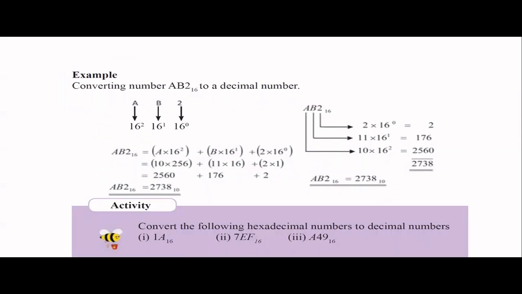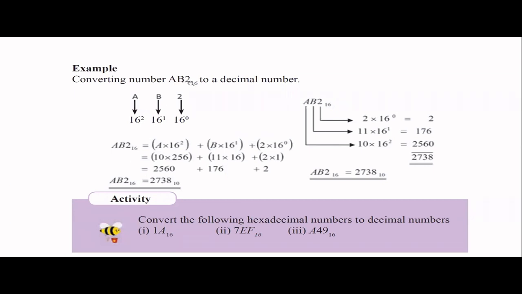So they have given you another example, AB2, right? So you know here A is actually denoted with number 10, right? So we just write AB2 and then write the weighting factor 16 to the power 0, 16 to the power 1, 16 to the power 2. So A means actually 10, B means actually 11 because we have 0 to 9 digits and then we have the letters. So here, 16 to the 0 is 1, 1 into 2 is 2.